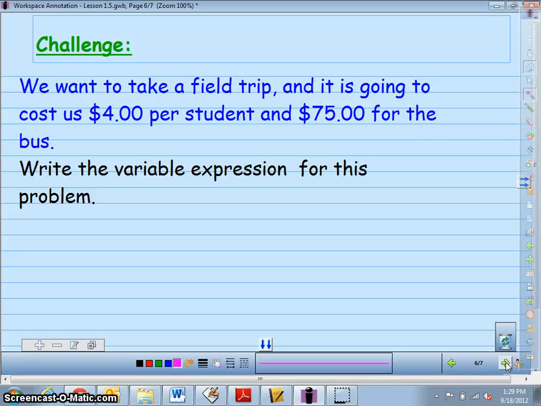All right, if you paused and figured out what this challenge is, we need to figure out it's going to cost us $4 per student and then a flat rate of $75 for the bus. So we want to say that the cost is going to cost us $4 per student, 4 times however many students there are, plus a flat rate of $75. We should be able to use this variable expression to figure out the cost no matter how many students we have.